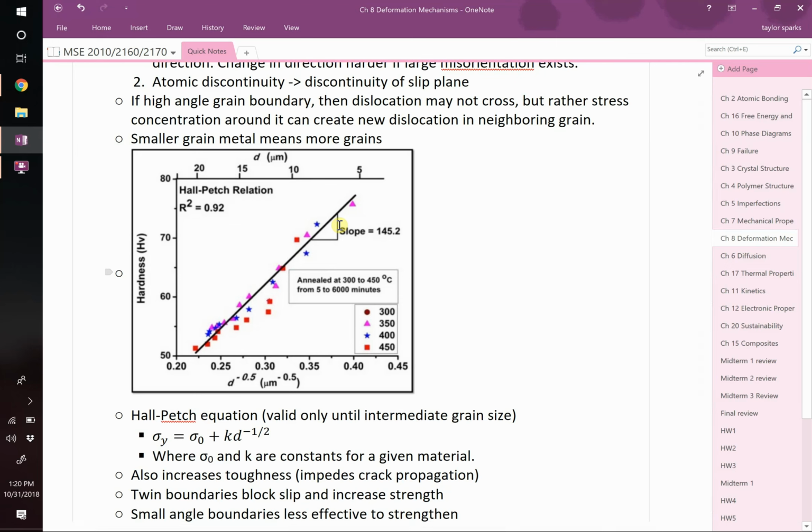This was way back in the early days of material science. Somebody figured this out, and they said, holy smokes, when we make materials in different ways, and they've got different grain sizes, you can get this really big variation in your strength or your hardness, and this is just an empirical relationship. So you could fit it with a line, for example.